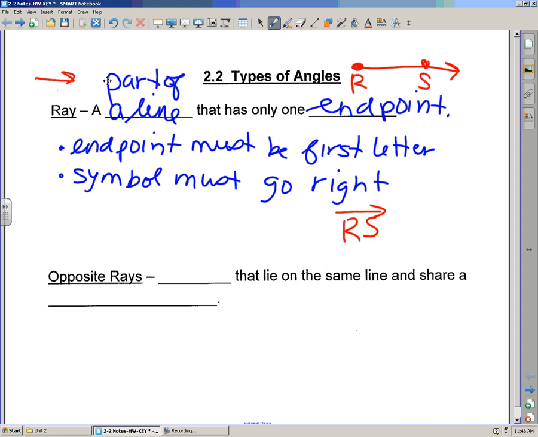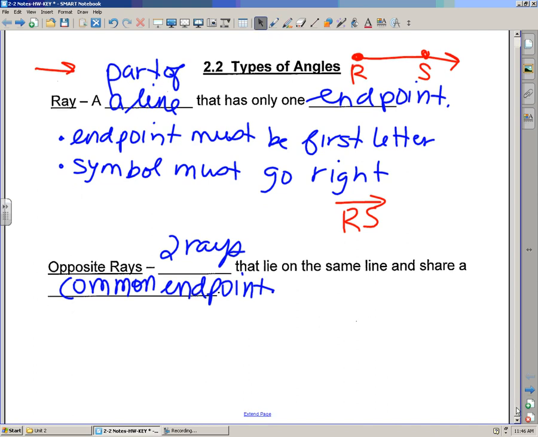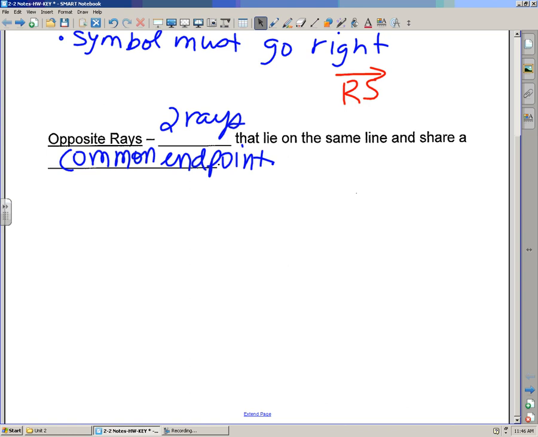When we talk about opposite rays, we're talking about two rays that lie on the same line and they share a common endpoint. All right, so if we actually were to draw this, I would basically have one ray. Let's say I'll have it going towards the right, and I'll have this called KL. And then I'm going to have another ray going in the exact opposite direction from that same endpoint, and I'm going to call a point on this ray J.